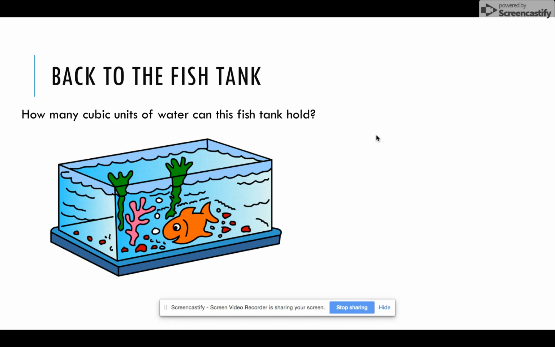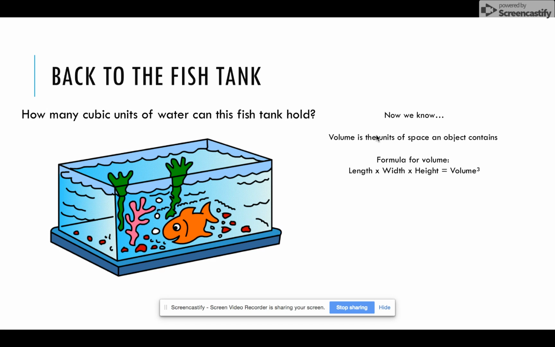Okay, so we're ready. Let's revisit the fish tank before the fish dries up. The question is, how many cubic units of water can this fish tank hold? Now we are equipped with the knowledge that volume is the amount of space an object takes up or contains, and we know the formula for volume of a rectangular prism is length times width times height equals volume cubed.